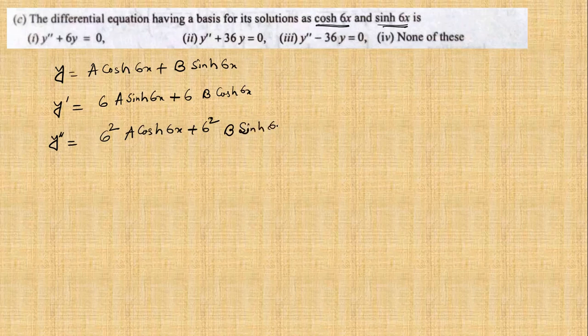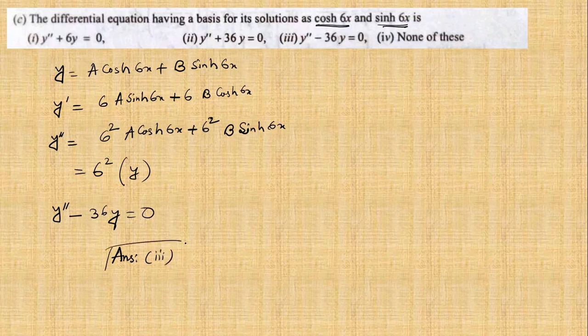Take 6 square as common, the remaining part will be y. So y double prime minus 36 y equals to 0. So answer number 3 is the correct answer of this question.